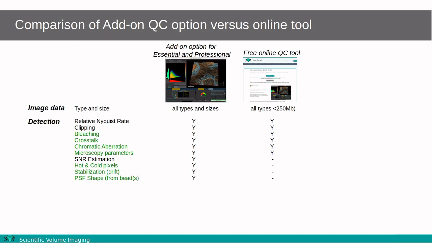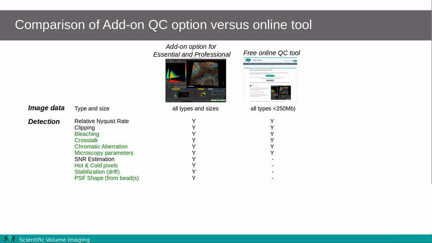So what are the differences then between the add-on option for Essential and Professional and the free online quality control tool? Both can accept all kinds of microscopy data. The sizes, however, are limited. The add-on option for Essential and Professional is limited to the amount of RAM in your computer, and for the free online quality control tool, we've set a limit to 250 megabyte images, and that is because otherwise the server would be overloaded.